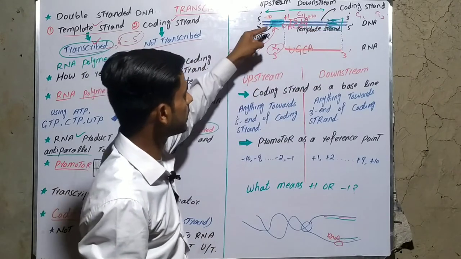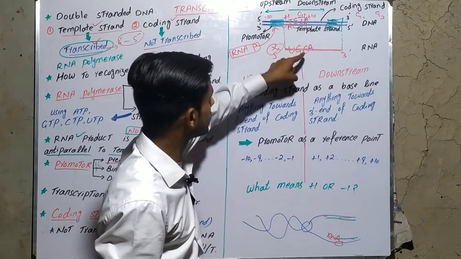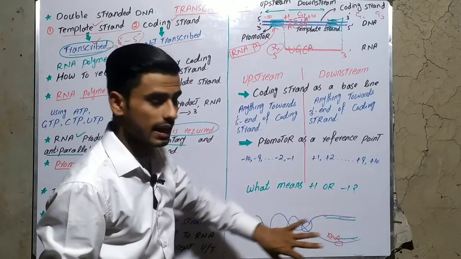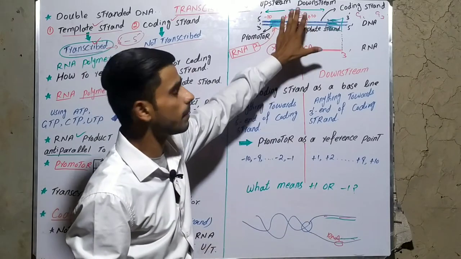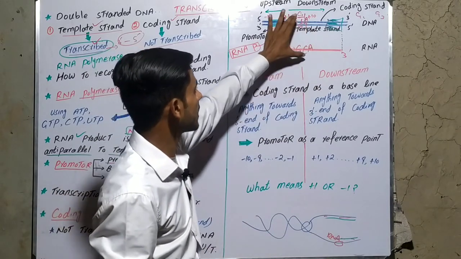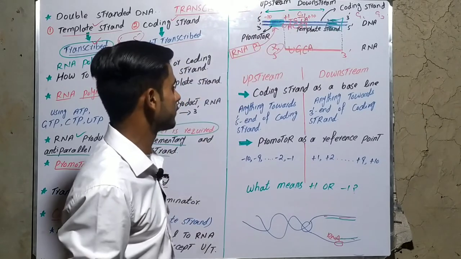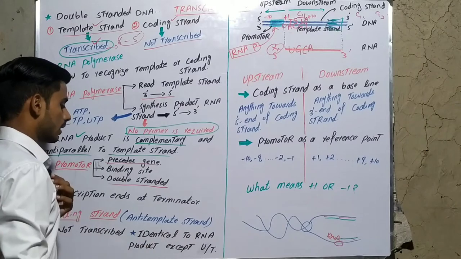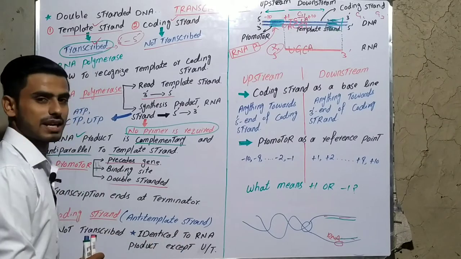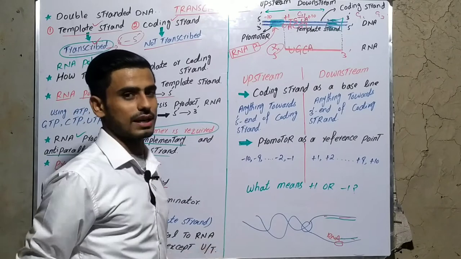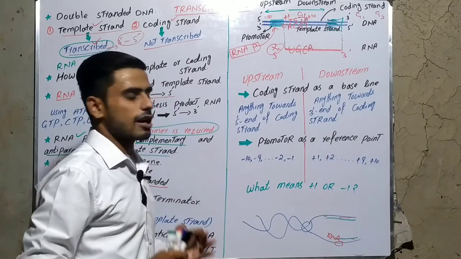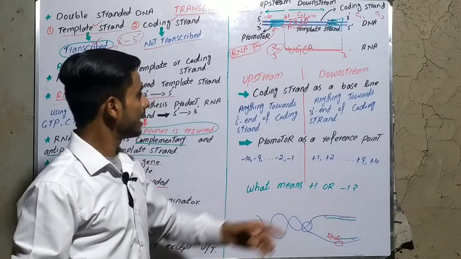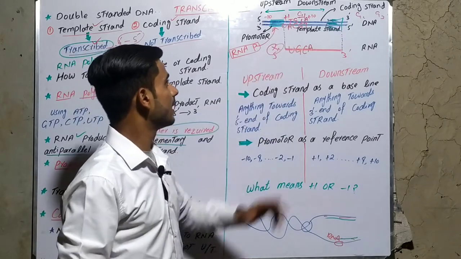And see about complementary, this is the A, A, C, C, G, G, T, U, U and T. These here are the exception, but these are not complementary as well. So these are identical here as well and identical here as well. So it means that the coding strand and the RNA product are both identical to each other except uracil instead of thymine. As you know, in the RNA product uracil is present instead of thymine. So in RNA uracil is present and in DNA thymine is present.